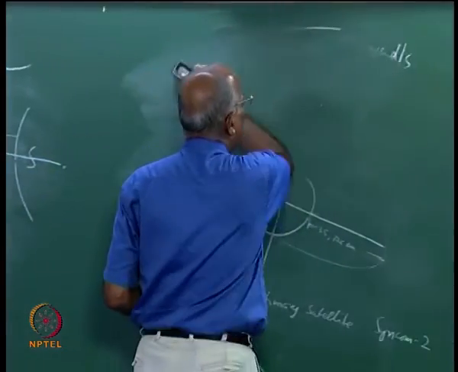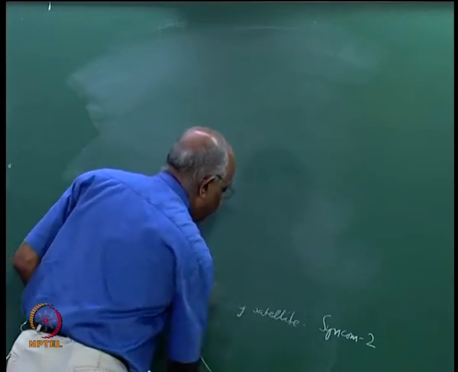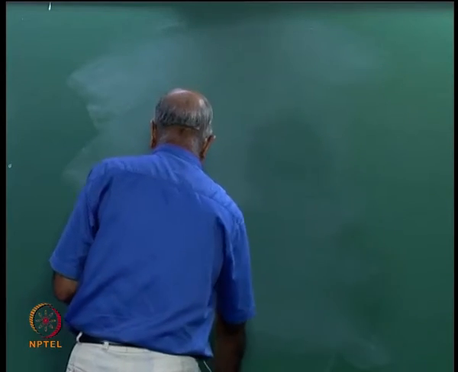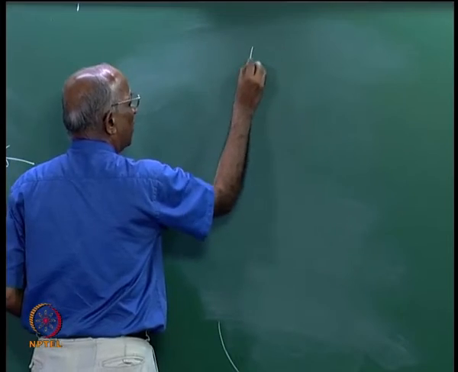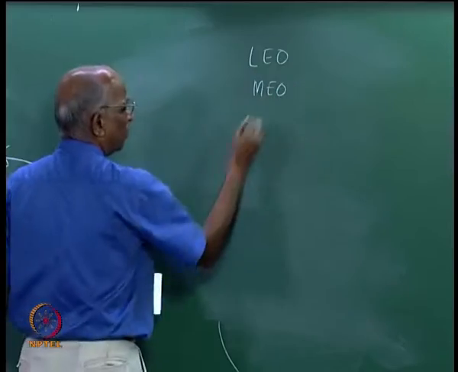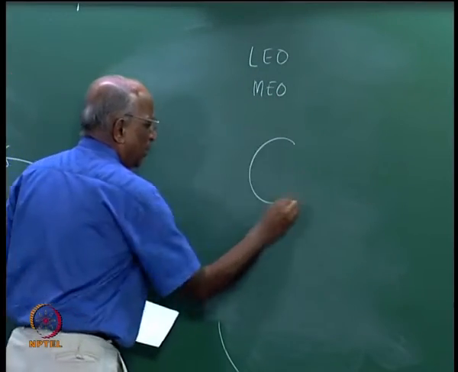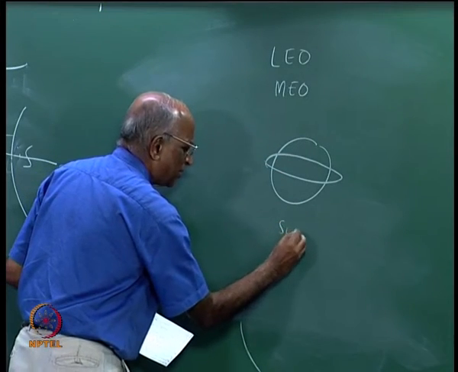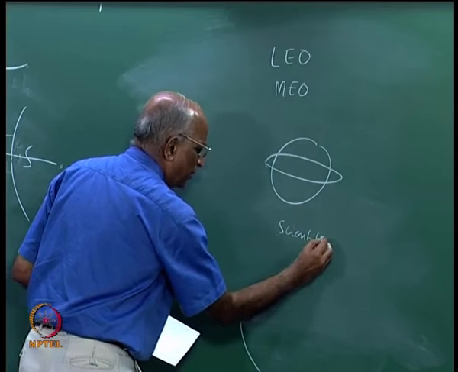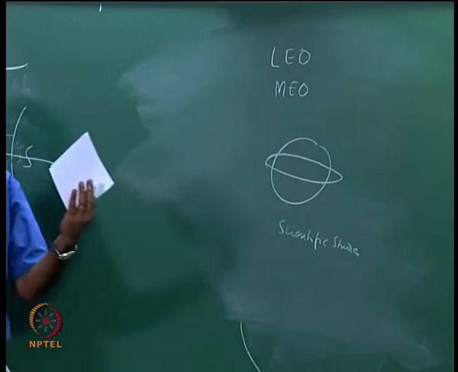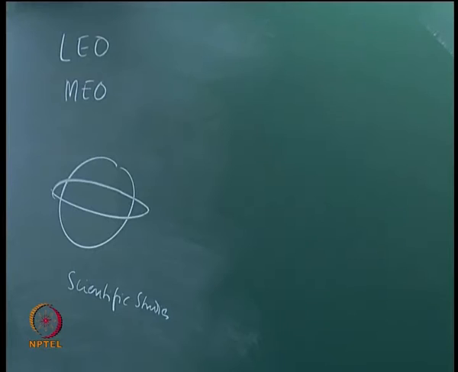Having said that, let us go one step further. We could as well have some other orbits. We could have a low Earth orbit around the Earth, we could have something like a medium Earth orbit. Low Earth orbits are normally used for scientific studies. And what are these scientific studies? We talked in terms of troposphere, we talked in terms of stratosphere.